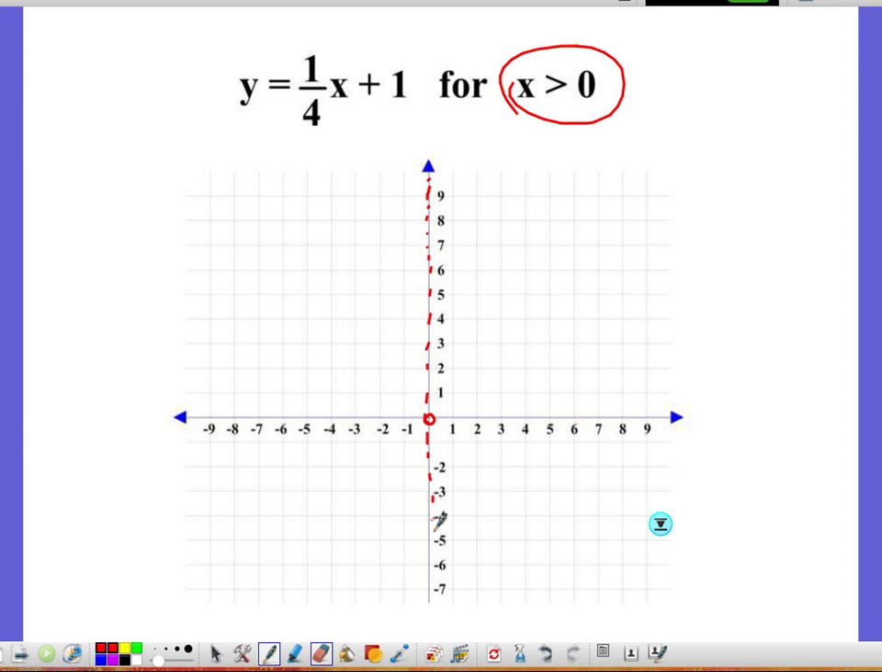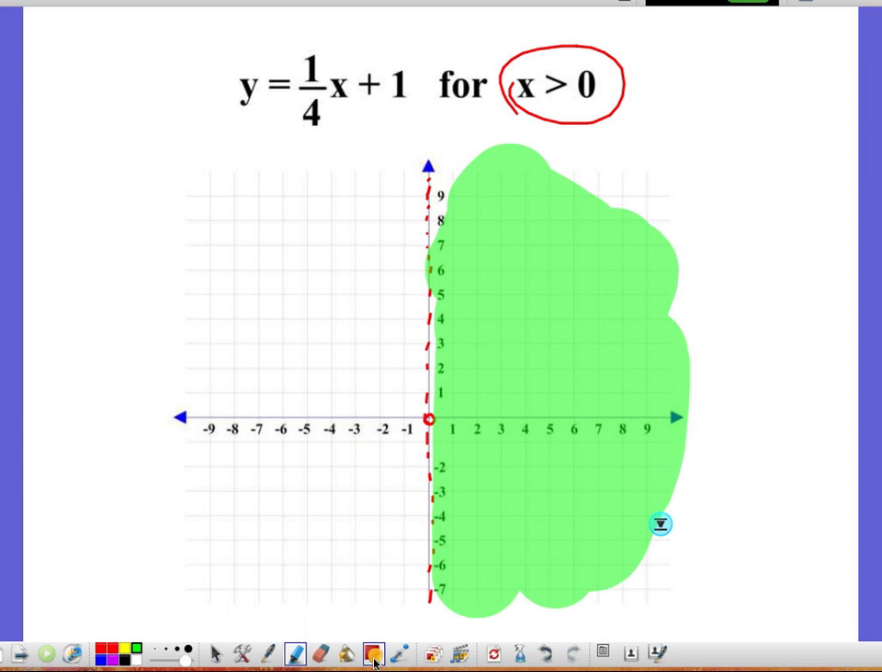Now we have to figure out what side, left or right, my solutions are going to be shaded on. Well, just read this. X is greater than 0, so that means I'm shading 1, 2, 3, everything to the right side of that line. Those are where all the numbers are greater than 0.